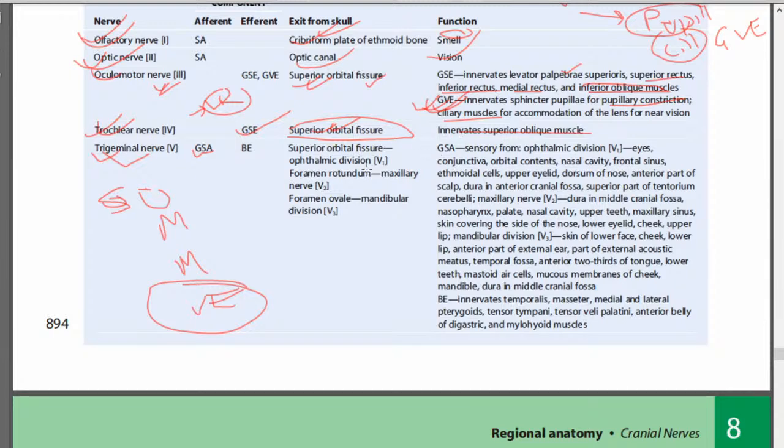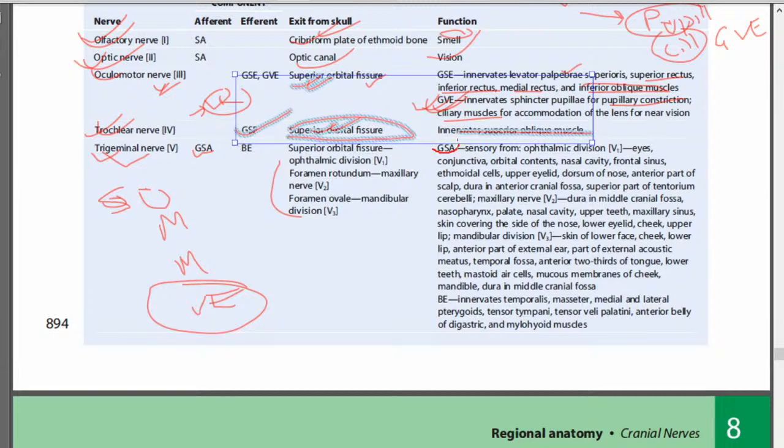Superior orbital fissure, ophthalmic division, V1. Foramen rotundum, V2. Foramen ovale, V3. These are the openings from which it exits: superior orbital fissure, foramen rotundum, and foramen ovale, for V1, V2, and V3 respectively.